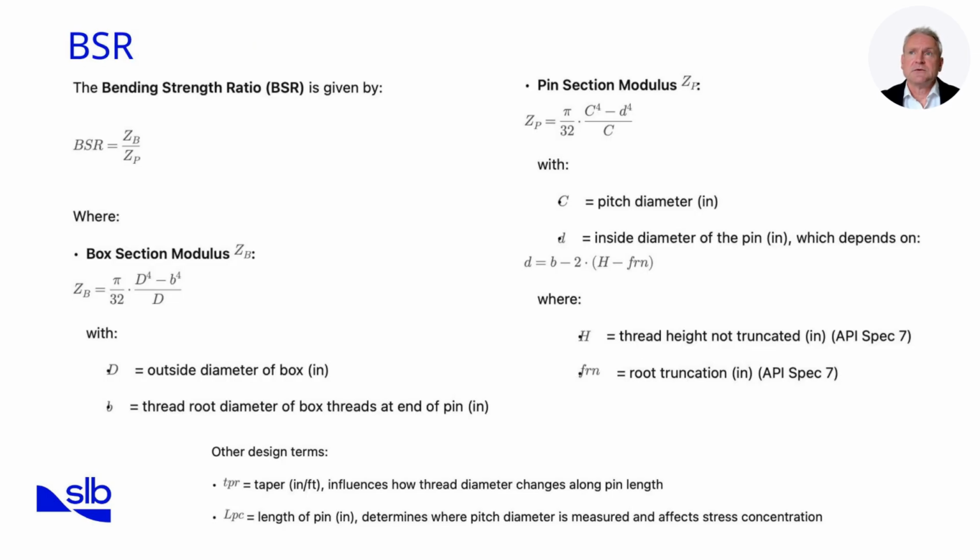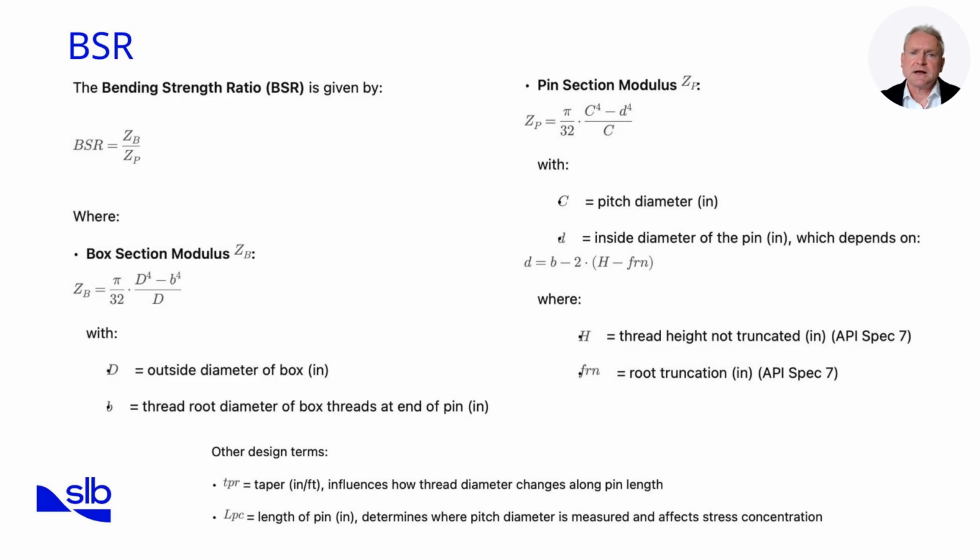The bending strength ratio, or BSR, is a way of comparing how strong the box and the pin are when they are subjected to bending loads. To calculate it, we look at the section modulus of each part. The section modulus is simply a measure of how resistant a shape is to bending based on its outer and inner dimensions. For the box, the outer diameter and the thickness of the steel wall are the controlling factors.